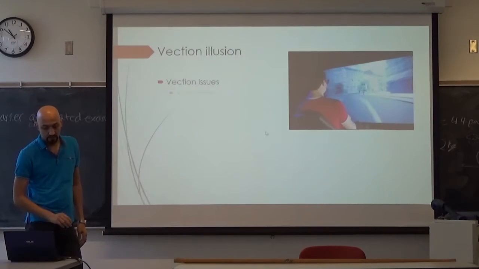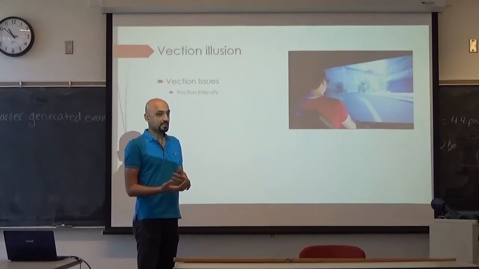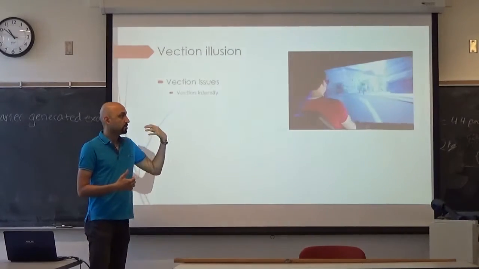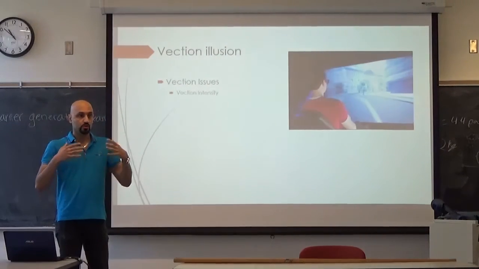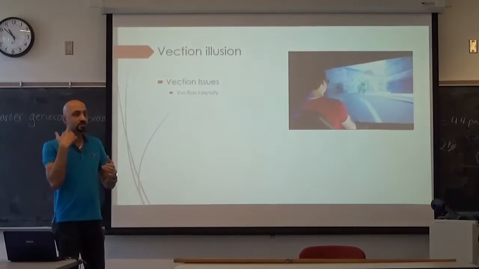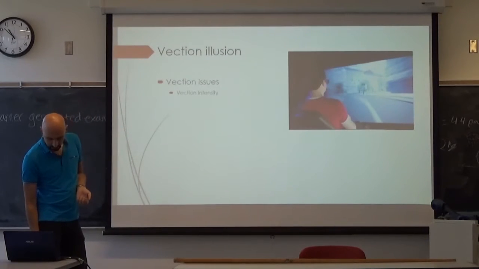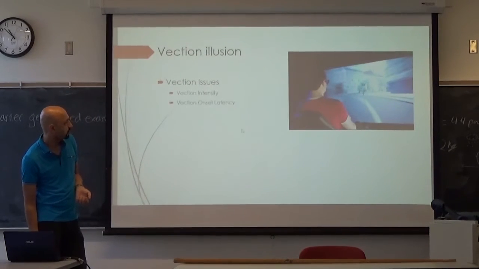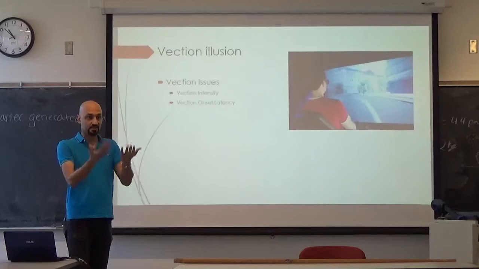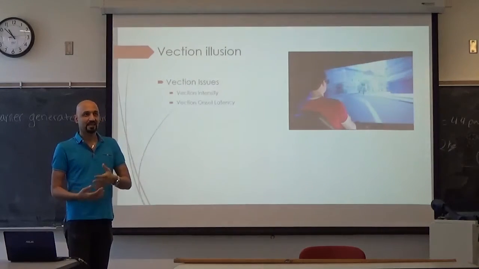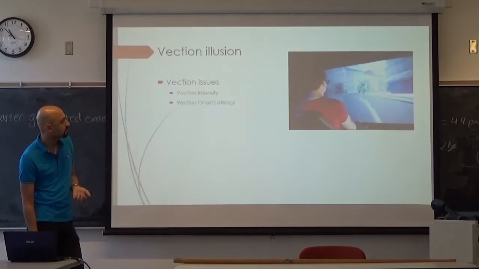For example, the first issue is the vection intensity. Usually the vection intensity is not as much as you want, because to raise it you need to make the movement fast, and the different big elements on the screen should move. But there are other problems. For example, vection will not start immediately after you watch yourself moving. It takes a couple of seconds, or sometimes half a minute, to really feel like you're moving.